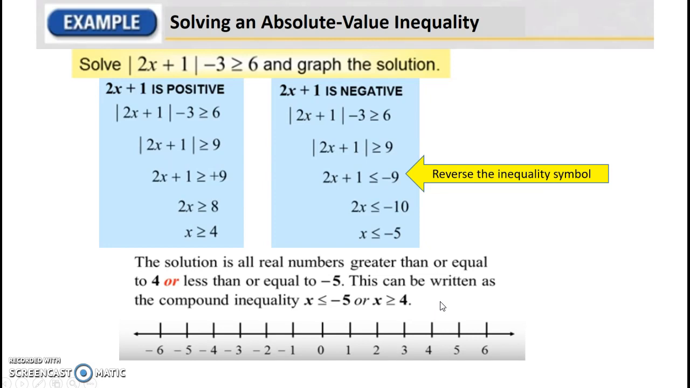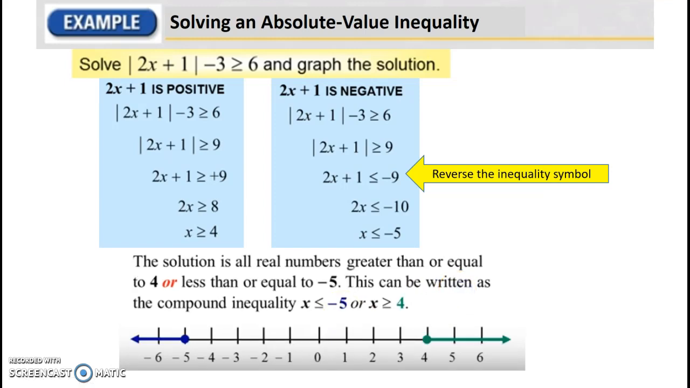But when we graph this on the number line, at negative 5, we will have a closed circle, and it will be less than, so we will shade to the left. On x is greater than or equal to 4, we will have a closed circle, and it's greater than that, so it would be shaded to the right. So you can see that on an OR statement, the shadings will go in opposite directions.